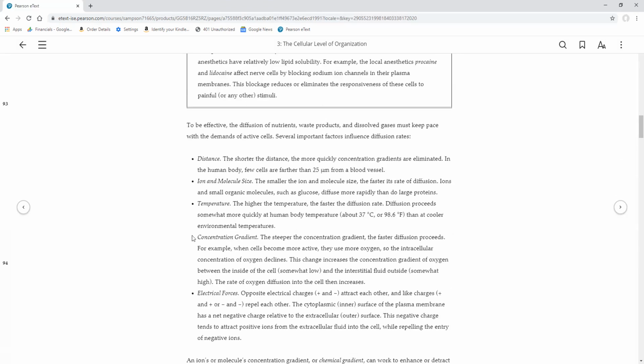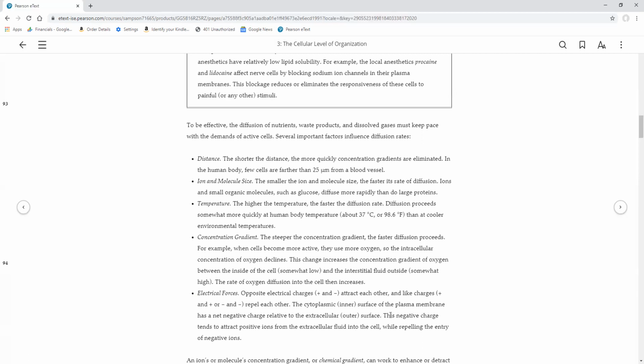And then how much of the stuff you put there, so the concentration gradient. And then, of course, electrical forces. Opposite electrical charges, positive and negative, attract each other, and like charges repel each other. The cytoplasmic inner surface of the plasma membrane has a net negative charge relative to the extracellular or outer surface. This negative charge tends to attract positive ions from the extracellular fluid into the cell while repelling the entry of negative ions. That's a nice little tidbit.